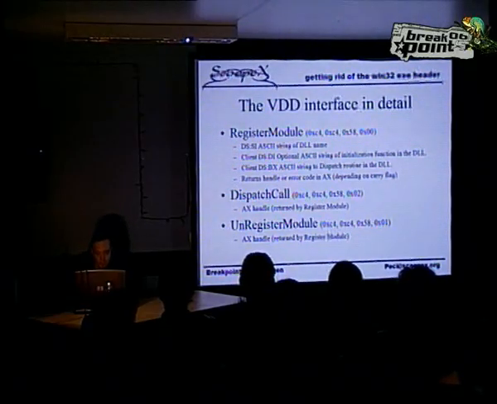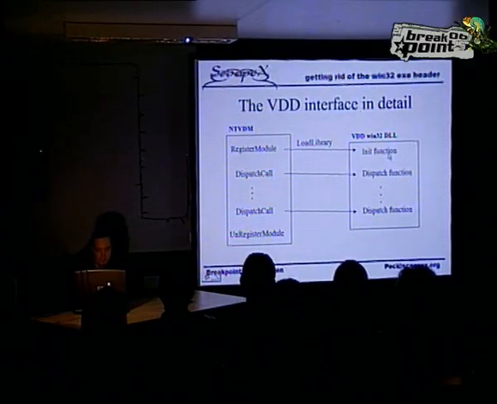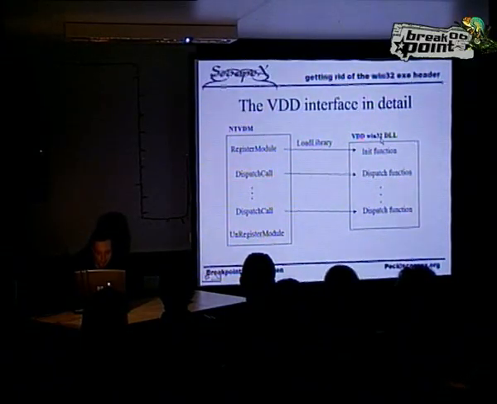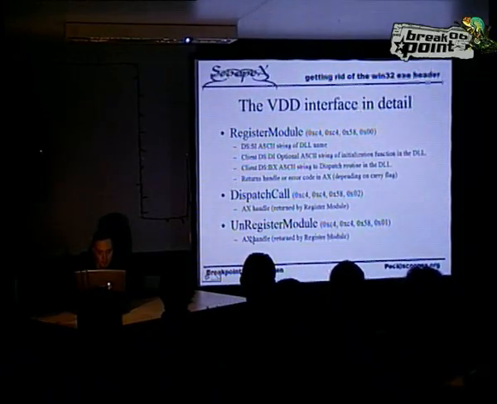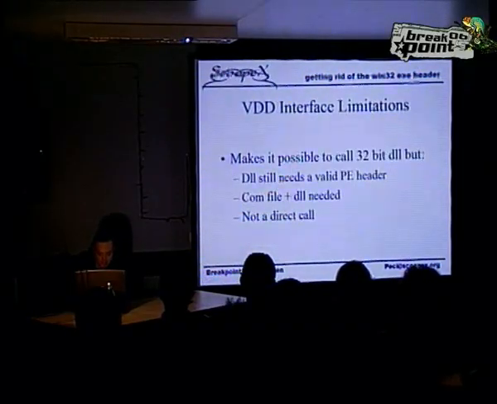depending on the carry flag. So basically, it works like that in your 16-bit environment, you do the register module, which internally uses the load library and calls the init function in the Windows 32-bit DLL. Then you do the dispatch calls, which do a real Windows 32-bit call in the DLL, and at the end you have to unregister it. Well, this is the interface, how it was supposed and how it was designed.